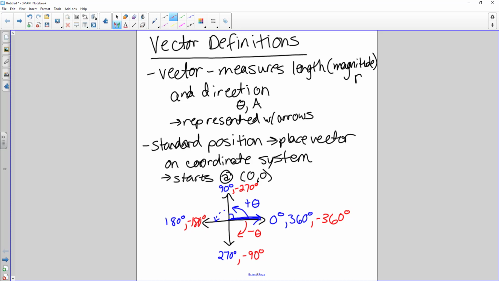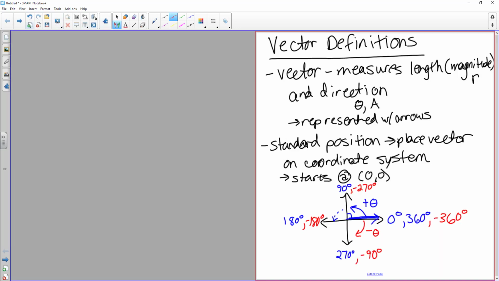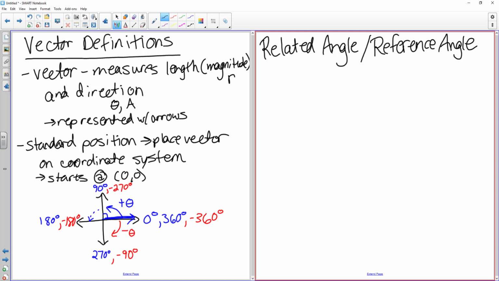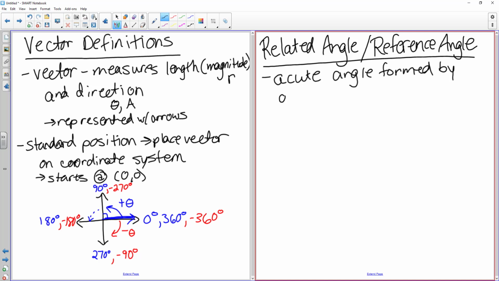Now, the next thing we're going to talk about is, using this coordinate plane we just did, defining what a related angle is. Related angle, or sometimes it's called reference angle. These mean the same thing. So what this is, is the acute angle formed by a vector and the x-axis.